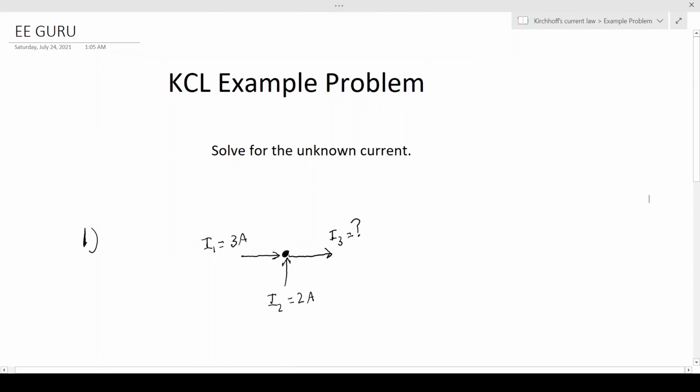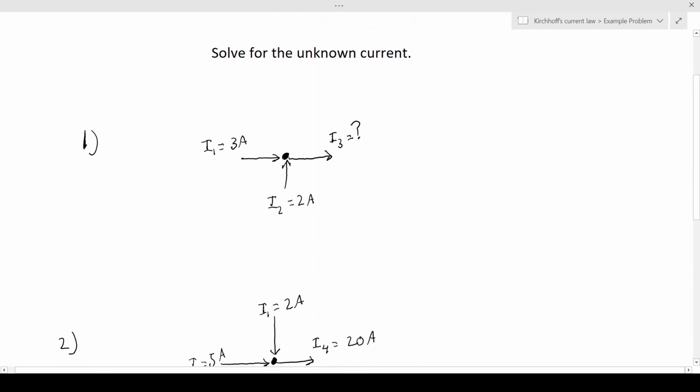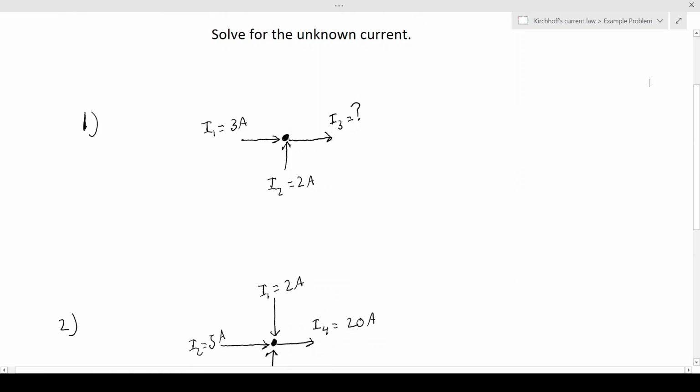I'm going to give you guys a second to look over the example problem and try to solve it on your own, and then we can work on the problems together.